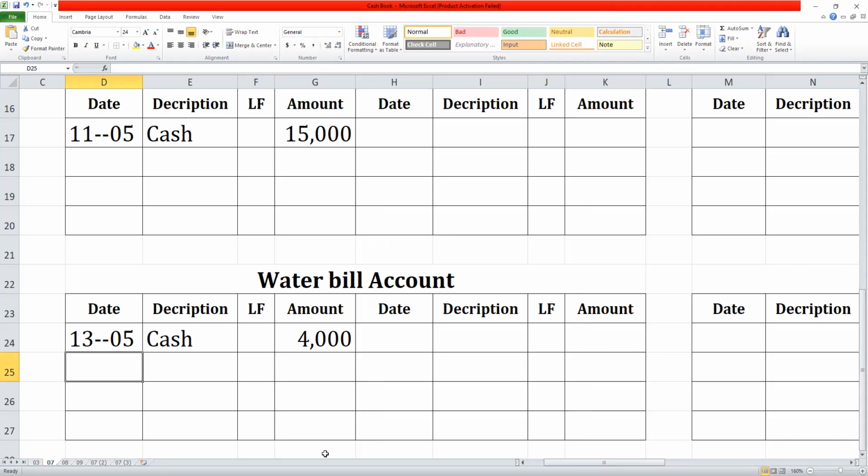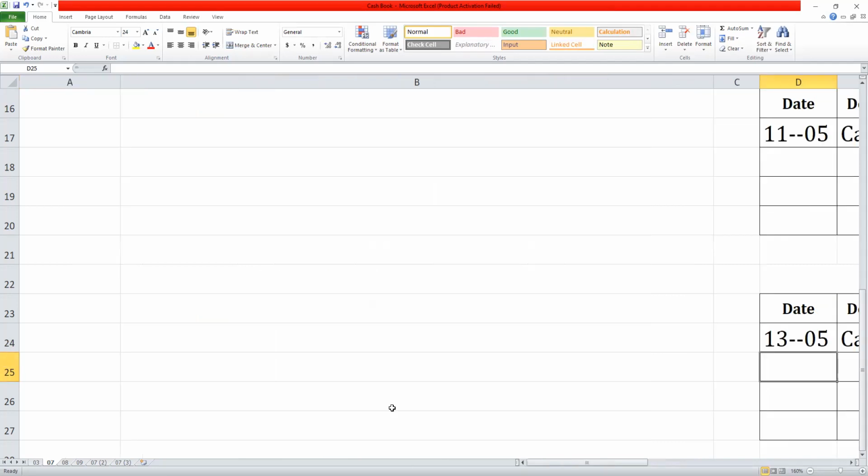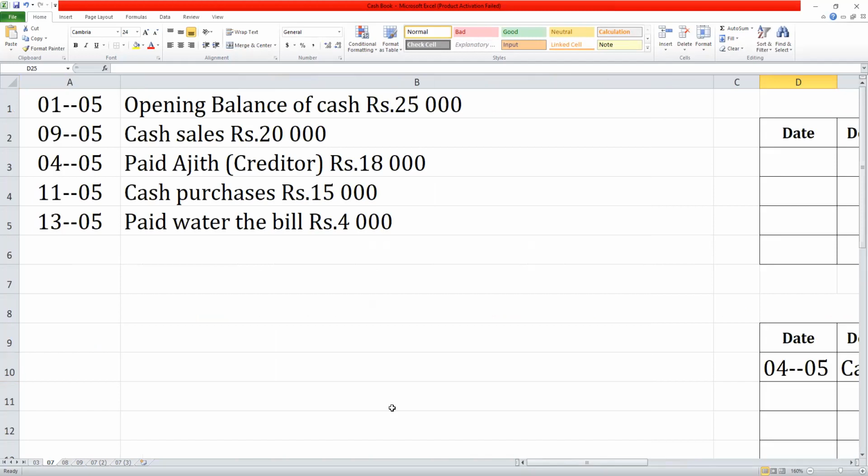Okay, good. The next date according to the cash book is 15th of May. Cash book is debited by 6,000. And the description is commissions. Who can describe the transaction? Now you have to recognize that it is a receipt of cash. How do you decide it? Because this entry is available in the debit side of the cash book.